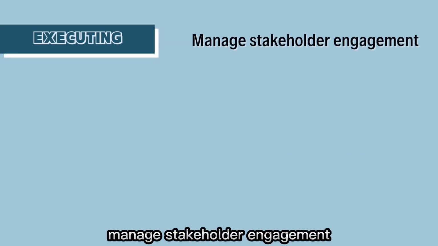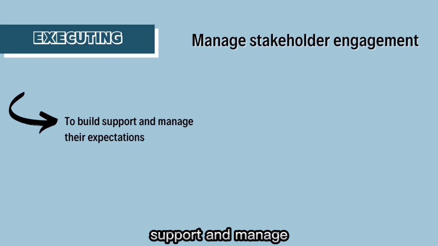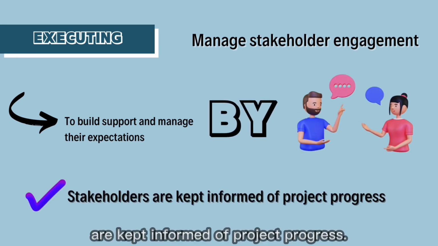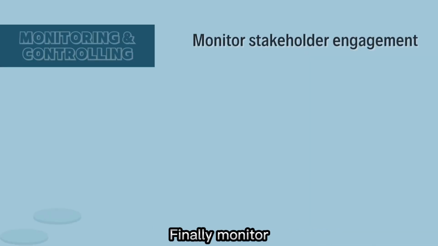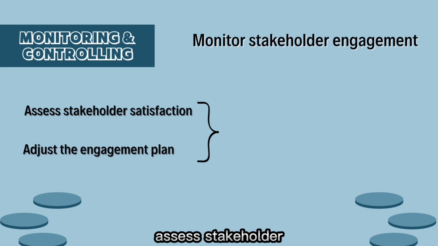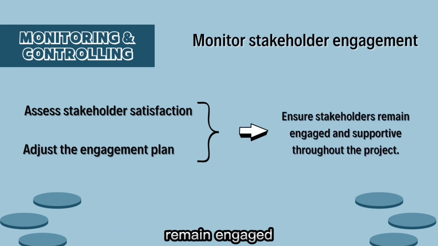Furthermore, manage stakeholder engagement. We need to actively engage with stakeholders throughout the project to build support and manage their expectations. Communication is a key factor to ensure that stakeholders are kept informed of project progress. Finally, monitor stakeholder engagement. Project managers must regularly assess stakeholder satisfaction and adjust the engagement plan to ensure that stakeholders remain engaged and supportive throughout the project.